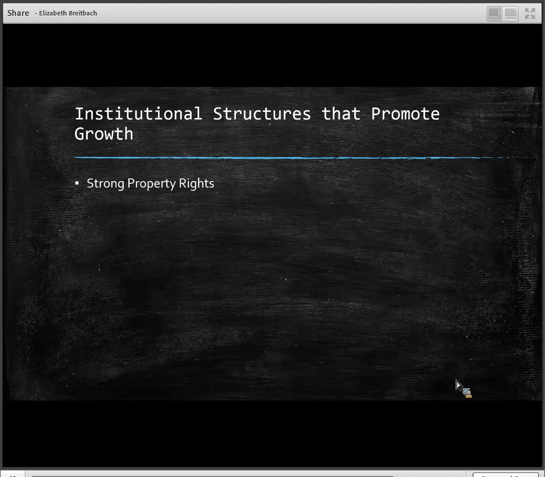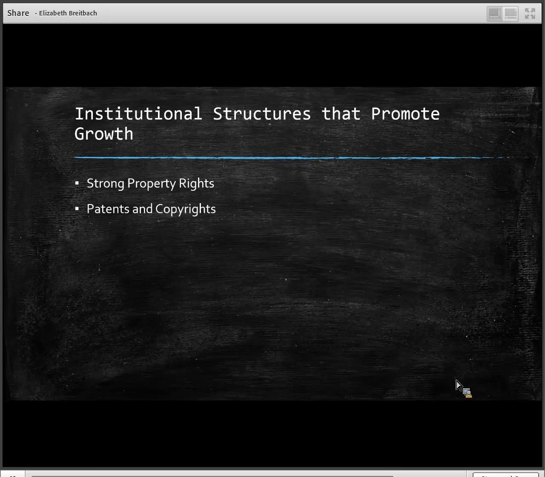First, strong property rights. When there are strong property rights, it allows our economy to expand. So if it's very clearly marked who owns the land, then I can use my land to be more productive. But if somebody can swoop in and start using my land or stealing the products on my land without my knowledge or consent, then I'm going to be less likely to be productive on that land. And so strong property rights are very important to ensuring that we have growth.